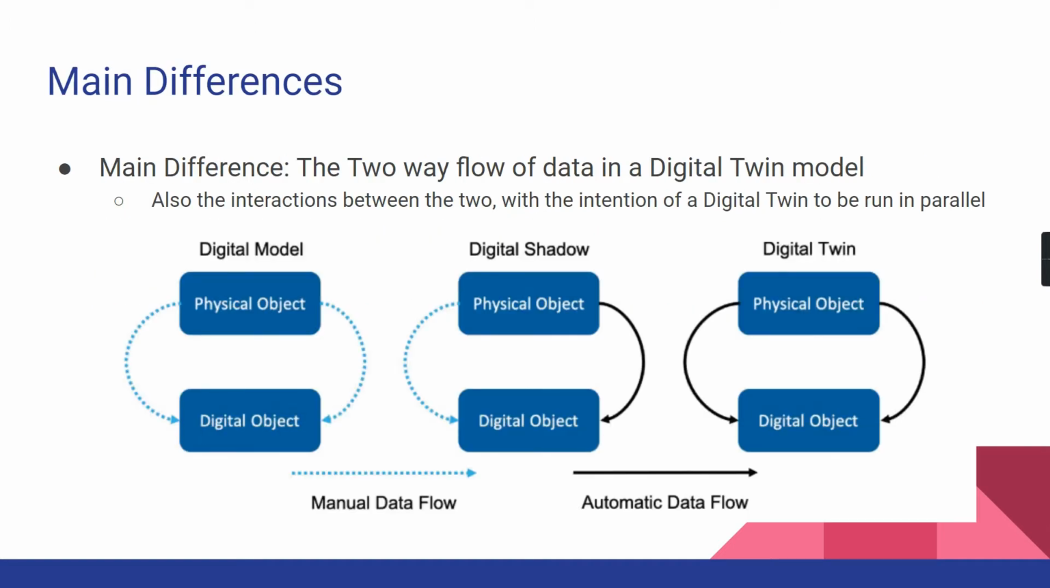So the main differences here, once again, are summed up in a graph that's pretty easy to understand. It's a two-way flow of data in the digital twin model, and also the interactions between the two, with the digital twin mainly being intended to be run in parallel. That's what separates a digital twin from its two other common misconceptions. In a digital model, there can be manual data flow from the physical object to the digital, and in the digital shadow, there's automatic data flow from physical to digital, but there can also be manual in a digital twin. It's from both to each other, and they run together.